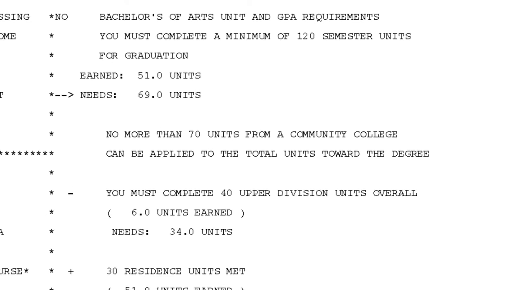The next section lists several additional requirements that must be met before graduation. First, 120 units must be completed. This student has earned 51 units so far, so has 69 units remaining, not including any courses that are in progress. With less than 60 units completed, this student is in sophomore standing. This DPR must have been generated between semesters because there were no courses in the DPR listed as in progress.